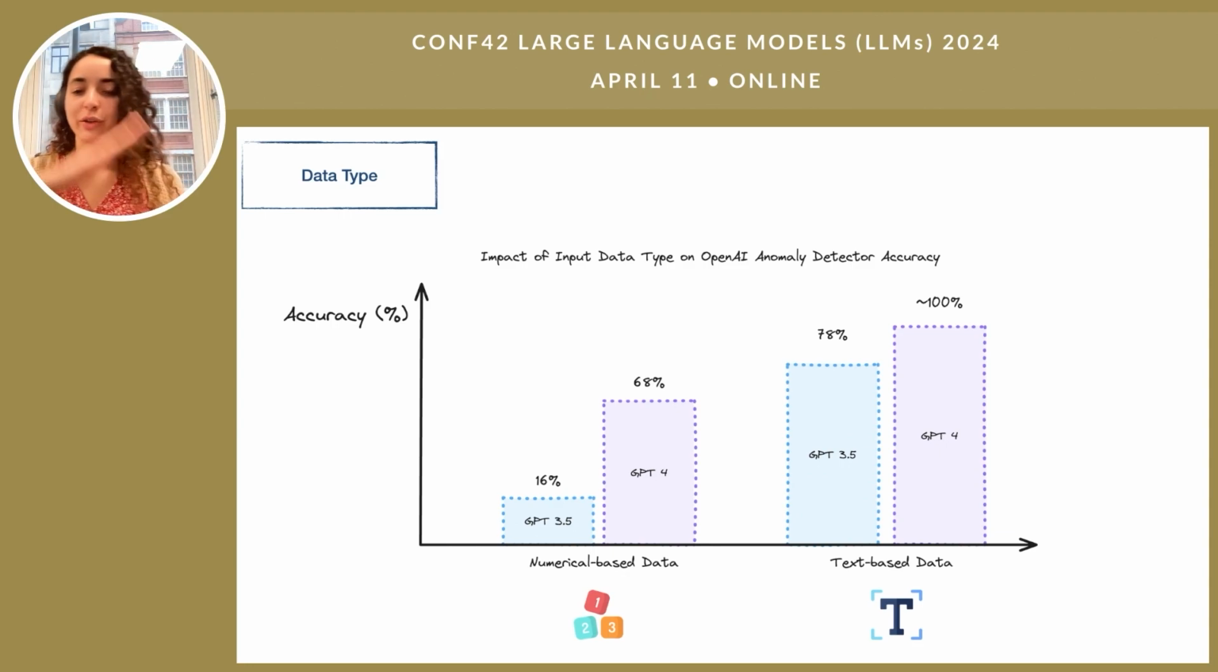Now, as soon as you switch over to text-based data, to those movie reviews, you see that with GPT 3.5, the percentage of intended anomalies detected jumps up to 78%. And for GPT-4, it's nearly 100%. Now, I do say nearly because this will depend on the data you're testing it on. It will depend on the number of anomalies you have, etc. But its accuracy is absolutely amazing with text-based data.